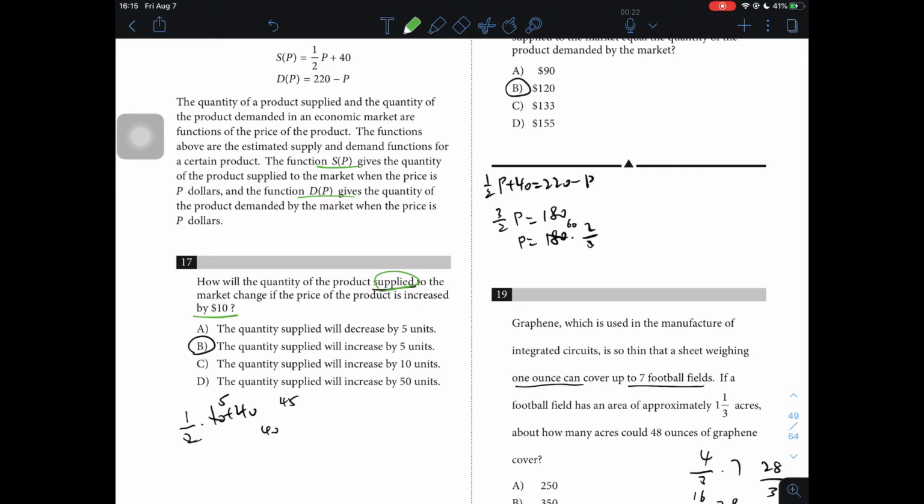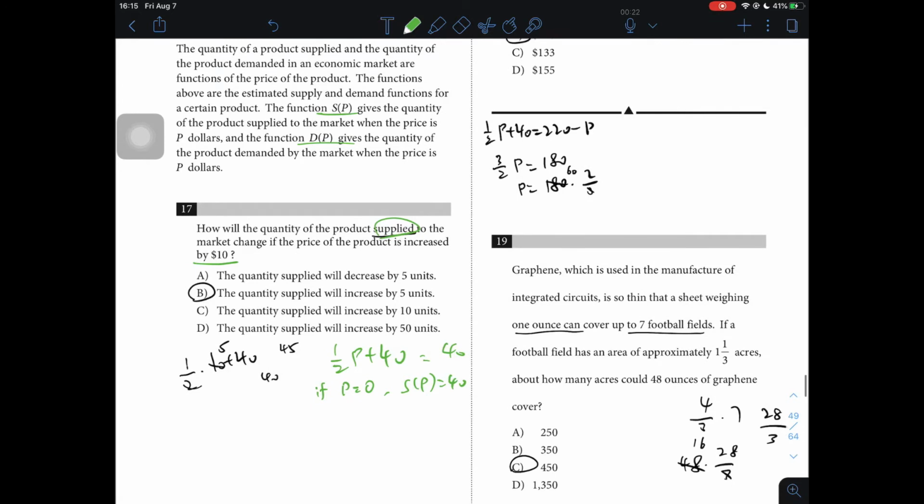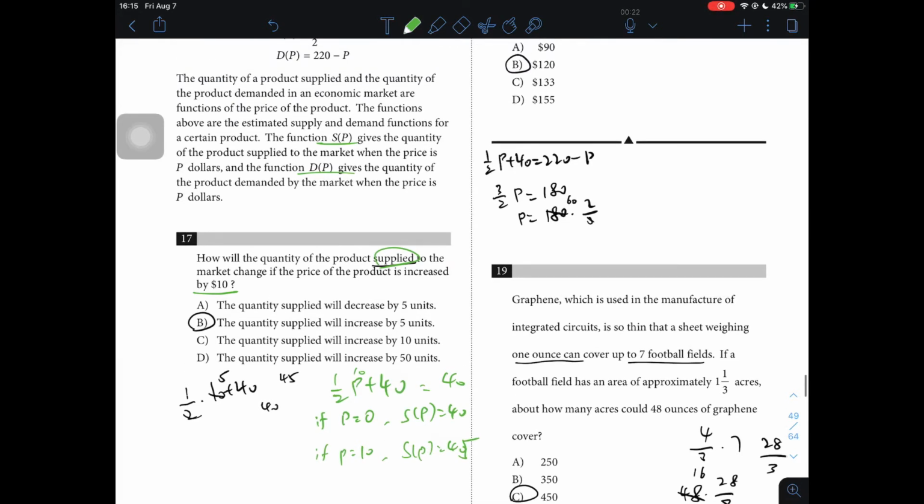As you can see, it's a supply, so I use the supply equation: 1/2 p plus 40, and it's increased by 10. Let's say before, the price is 0, so the price will just be 40, right? If p equals 0, S of p will equal 40. But if the price increased by 10, so p equals 10, S of p is 45. So now you can choose, whatever is 50, 10 is wrong. And it's a decrease or increase. As you can see, when it increases, it increases. So the answer is B.